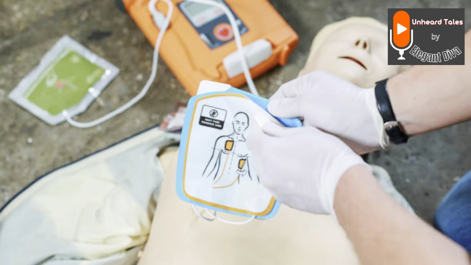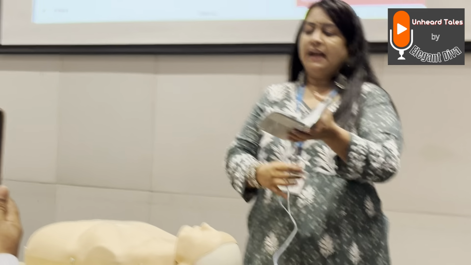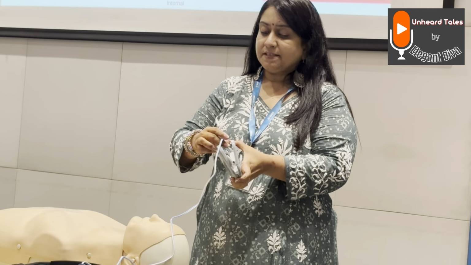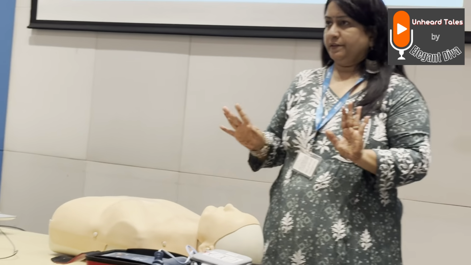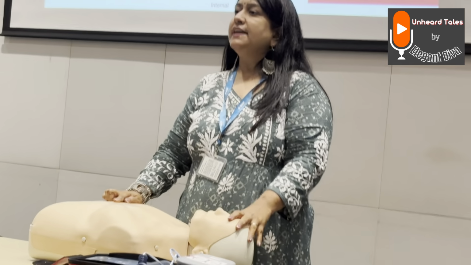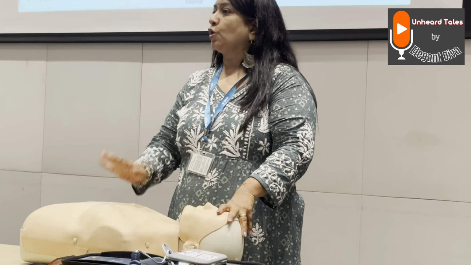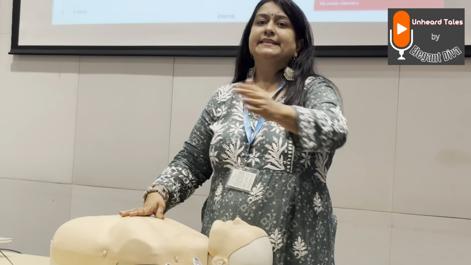Okay, so you just have to peel them and stick them. You stick the two pads, okay? Then you turn it on. Once you turn on the machine, the system will tell you analyzing rhythm. Now in the heart, if somebody collapses, there are two types of rhythm. One is a shockable rhythm, the other is a non-shockable rhythm. So this device will analyze whether the rhythm is shockable or not. If the rhythm is shockable, then the device will tell you shockable rhythm, deliver shock, stand by.